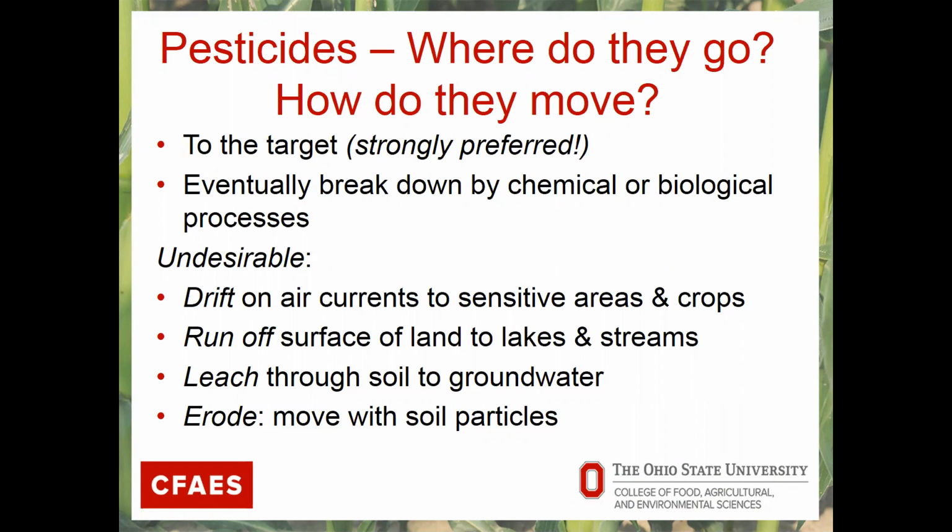First and foremost, we want pesticides to move to their target. Once pesticides do the job intended, we want them to go away. Therefore, it's undesirable for pesticides to persist for long periods of time in the environment after they have accomplished their purpose. Runoff, leaching, drift, and movement with soil are all undesirable outcomes for pesticides. We'll look more closely at each of these.